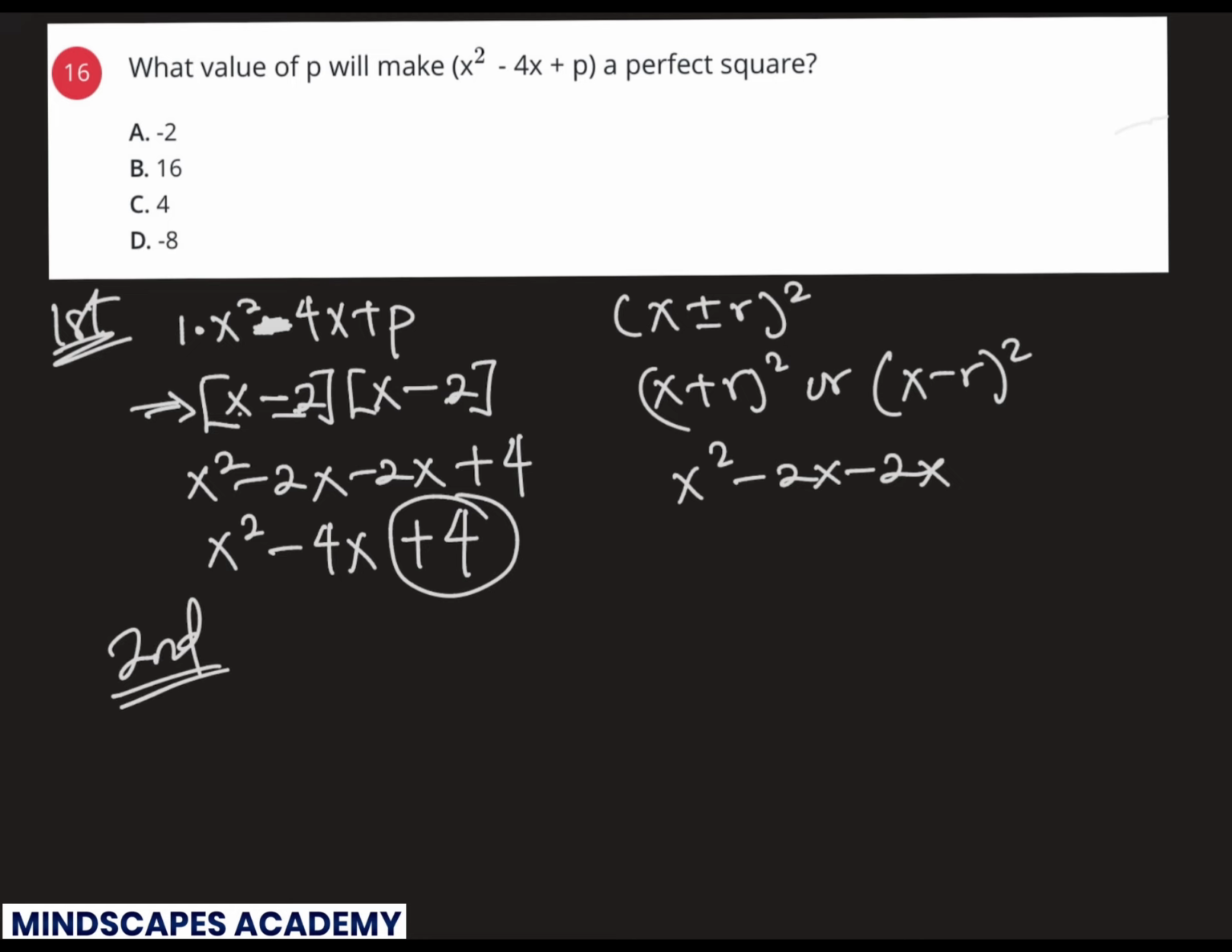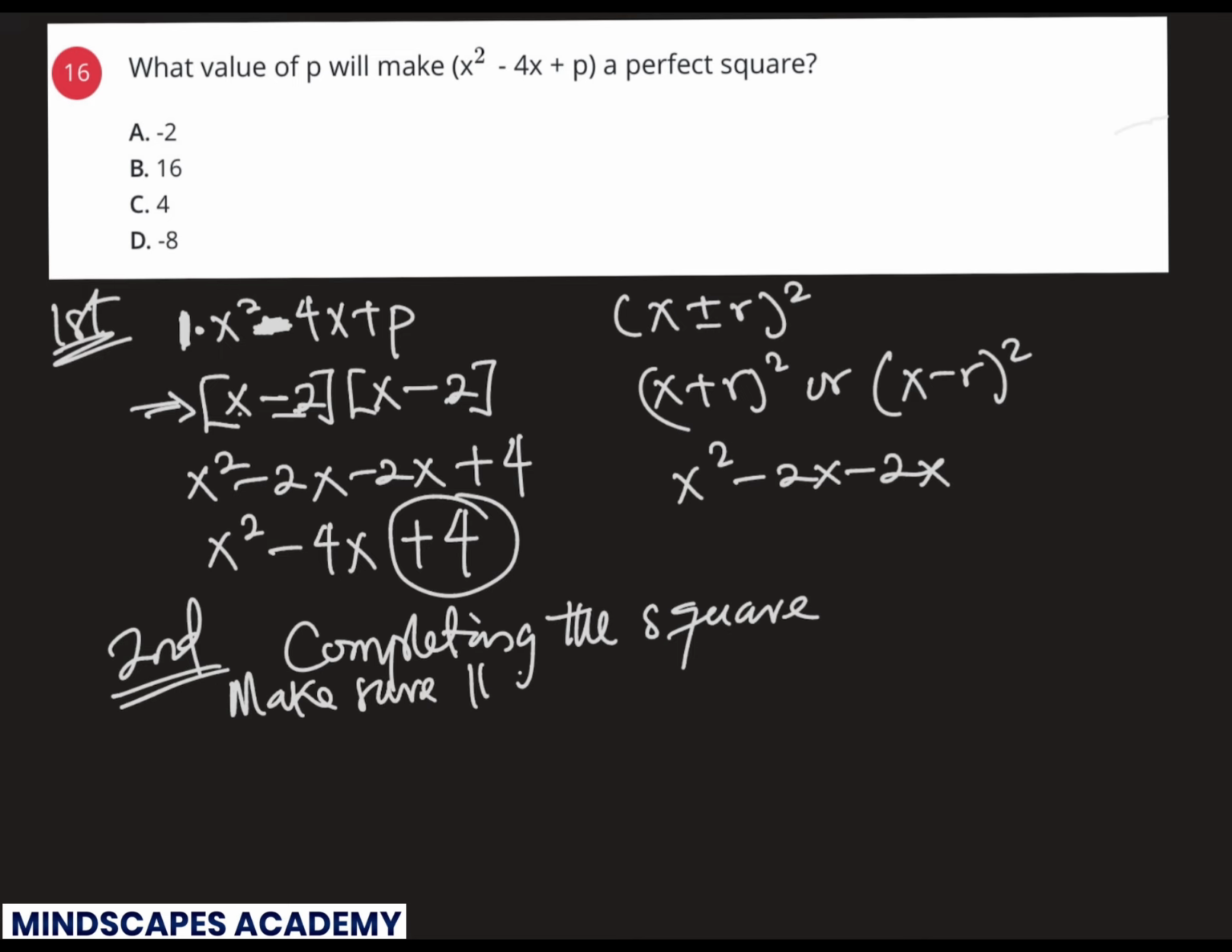Now the second approach, just in case the coefficient here is not 1. We have a method called completing the square. Remember, we want to have a perfect square, so we want to complete the square. Now what do you do? In completing the square, whether the coefficient of x squared is 1 or not, the first step is to make sure the coefficient of x squared is 1. So you divide through by the coefficient that you have there if it is not 1.